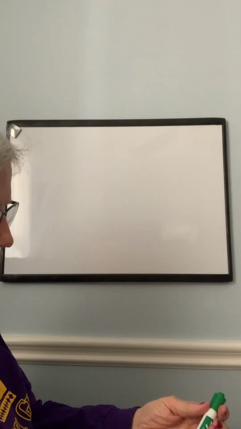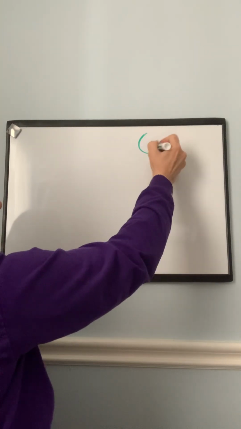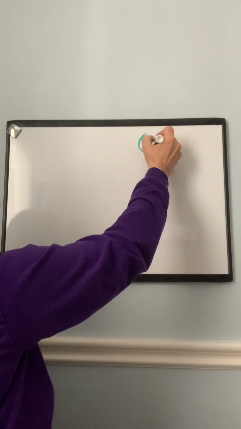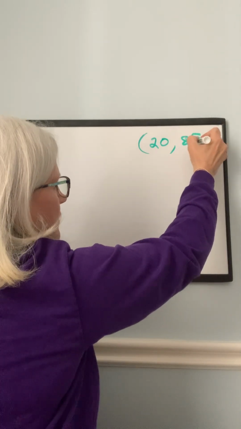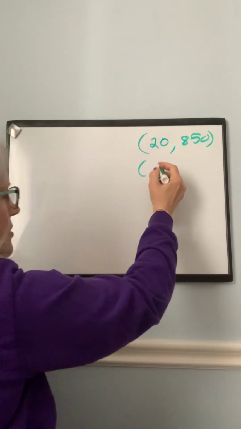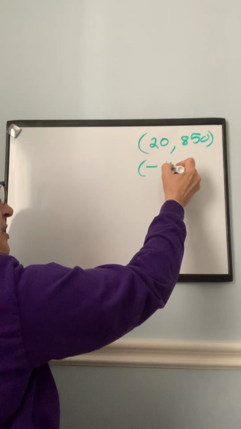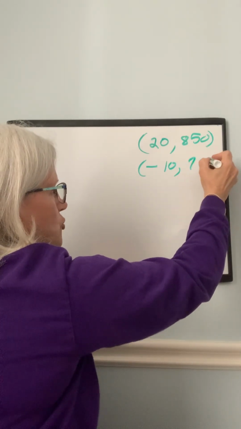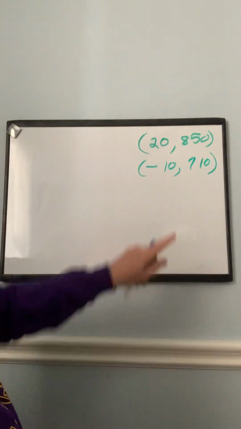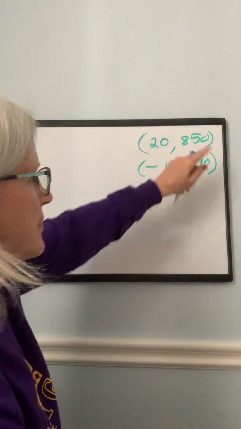Now, we have lots of formulas in section or unit 3. So we want to take a look. Just say, for example, if I had numbers like 20 and 850. And then I had another value that's negative 10 and 710. And these are ordered pairs with the x being first and the y being second.